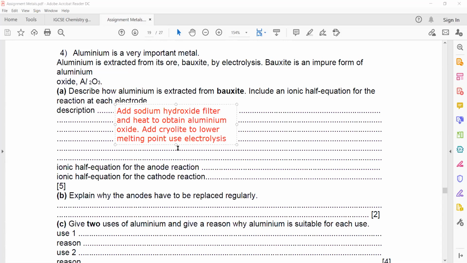When we use electrolysis, for the ionic half equation at the anode, oxygen ions will move there. One oxygen ion loses 2 electrons, so 2 oxygen ions lose 4 electrons and form oxygen gas. An aluminium ion is attracted towards the cathode, takes 3 electrons and changes to aluminium metal. Yes, that's right. Bauxite is treated with sodium hydroxide to remove the impurities.